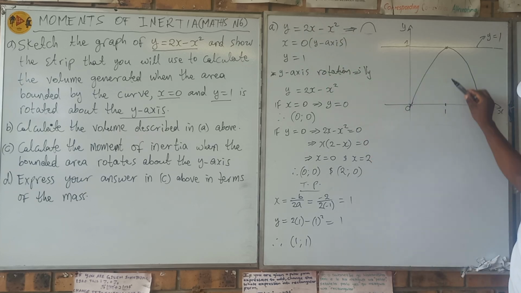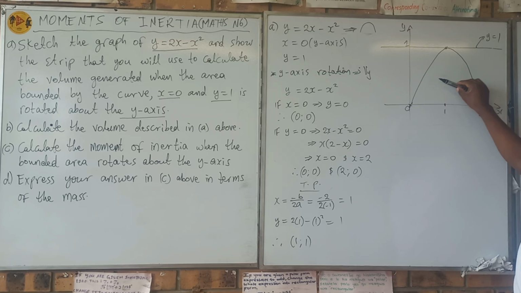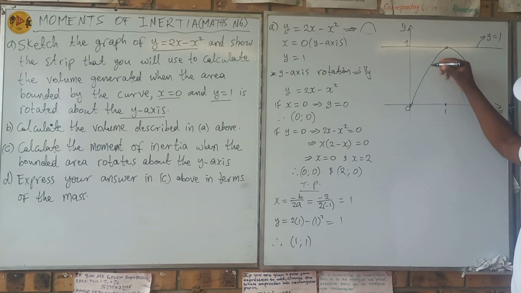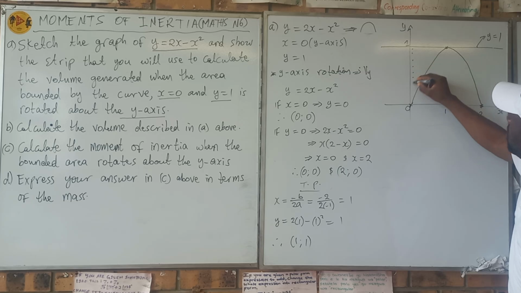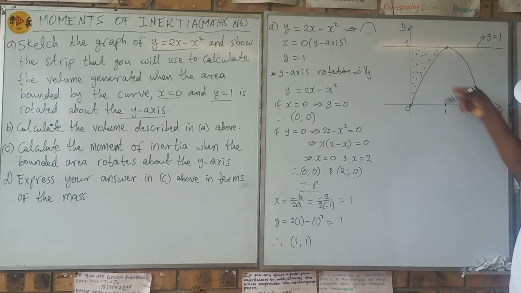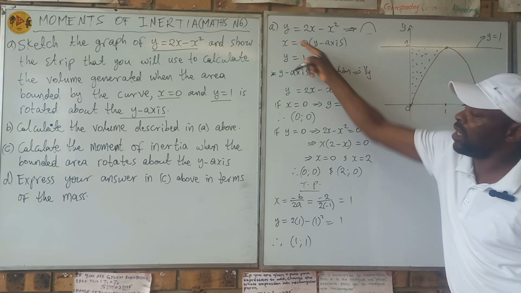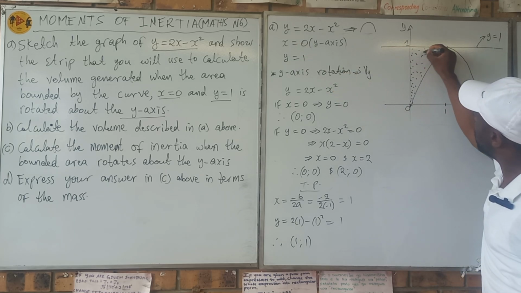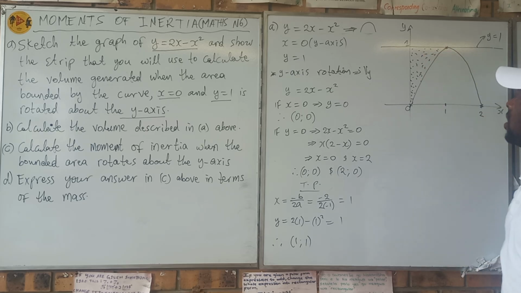Someone might make a mistake to shade here, and here you only have 2 graphs, which is 1 and 2. So that is not okay. I must be shading the portion surrounded by the 3 graphs. You can see your y equal to 1, your parabola, and the y-axis, which is x equal to 0. So that is how I know the correct portion to shade.